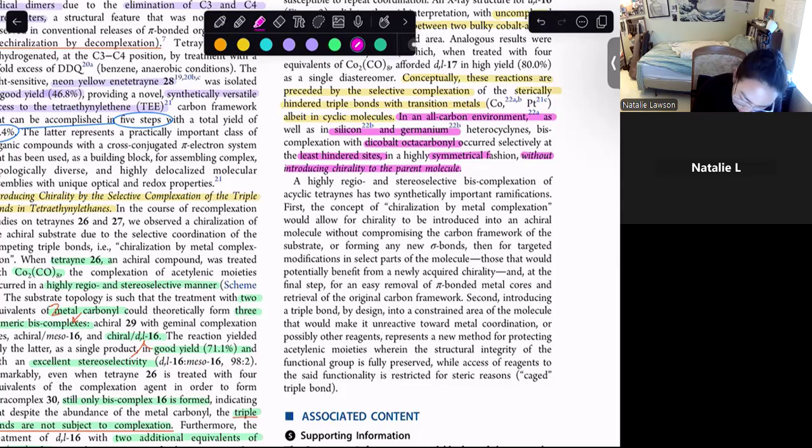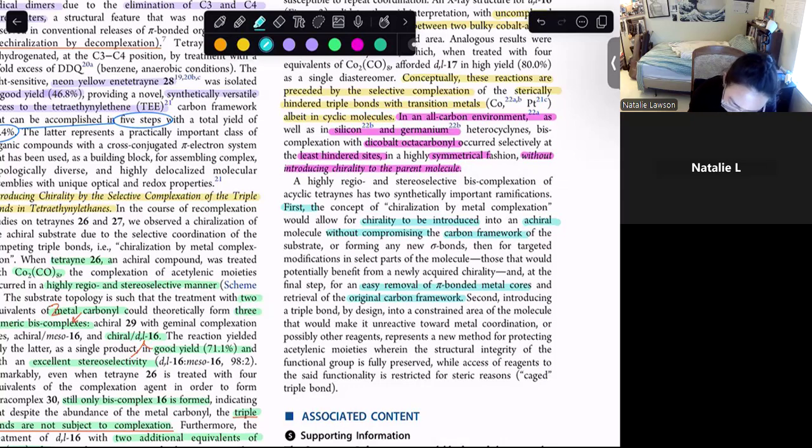Okay, here we go. First, the concept of chirization by metal complexation would allow for chirality to be introduced into an achiral molecule without compromising the carbon framework of the substrate or forming any new sigma bonds. Then for targeted modifications in select parts of the molecule, those that would potentially benefit from newly acquired chirality, and at the final step for an easy removal of pi-bonded metal cores, retrieval of the original carbon framework.